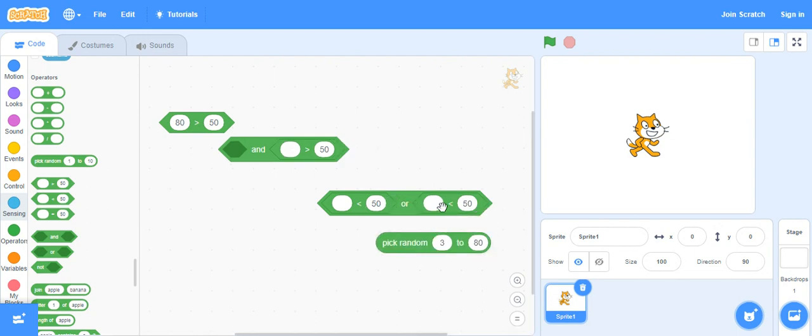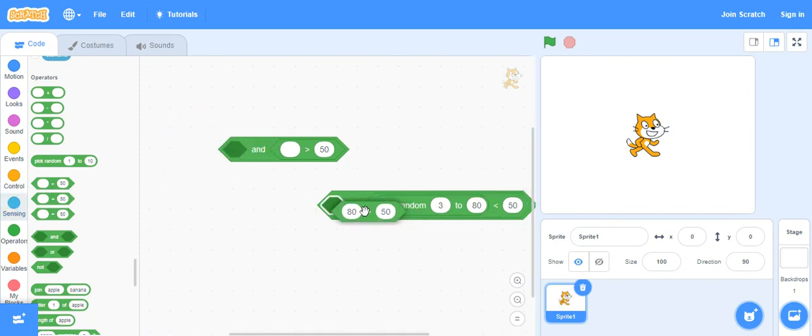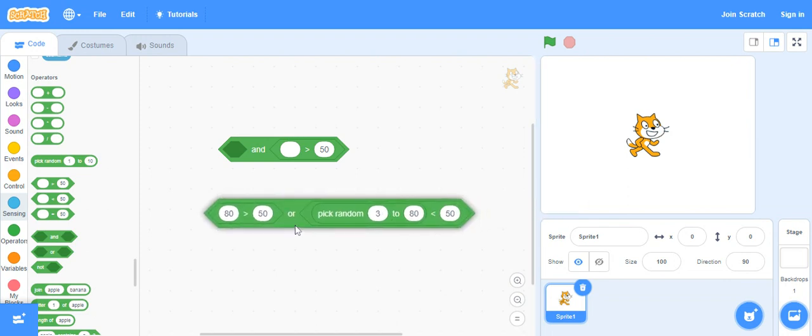But if we do the same with the OR block, now what? We are getting true because one of them is true. If both of them are false, then only it will report false, else it will report true.